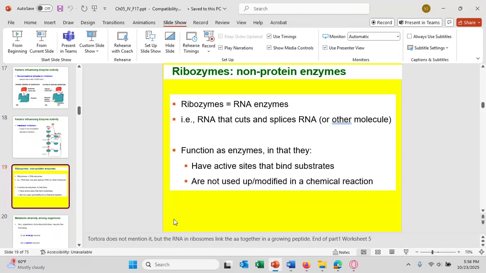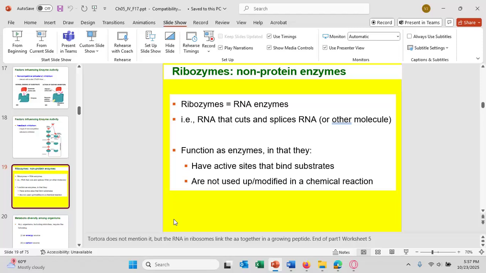These RNA molecules are not used up or modified by the chemical reaction. So once the chemical reaction finishes and the product comes off of this RNA enzyme, that enzyme can bind to another substrate for that chemical reaction to proceed again and again. Any questions about any of that?